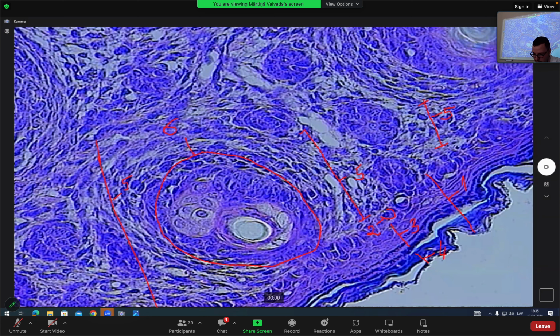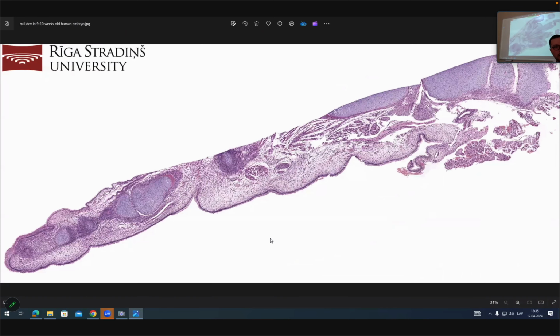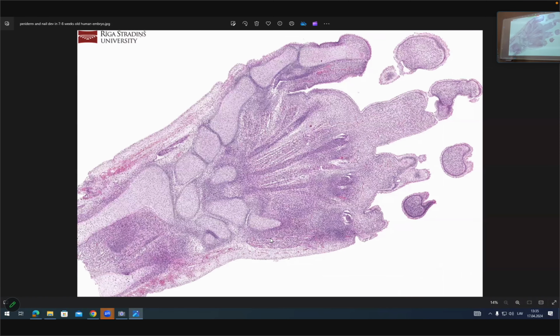Let's check the next slide, nail development. Let's start with this slide. I will go through some variations. So nail development, that's the next slide. It has number 20 on the slide plate. Okay, that's the microscope. Okay, let's go to the picture.